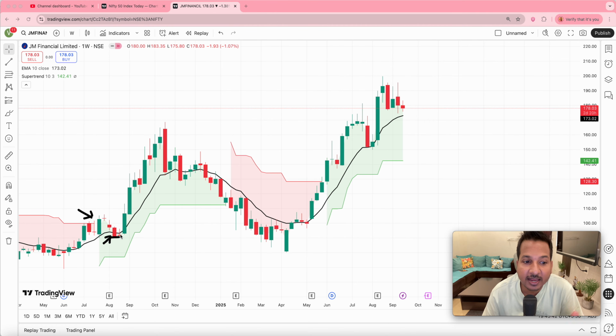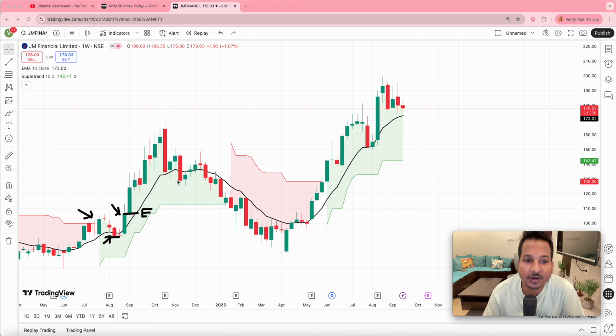Then the second time the 10 EMA is crossed like this, you have to take an entry again. This is again an entry point, because a weekly candle has closed above the 10 EMA.